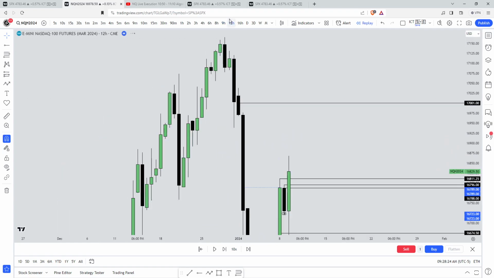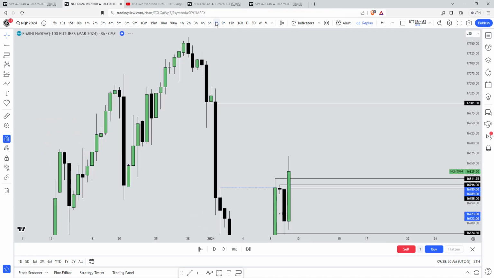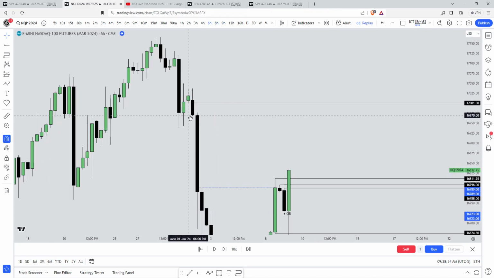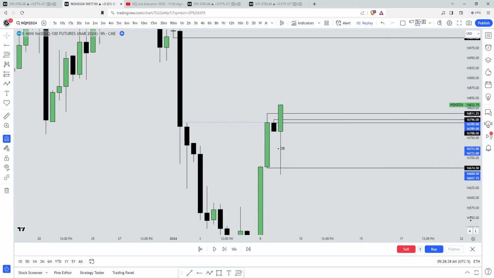Why the 9 hour? Well, just because the fair value gap looks clean on that time frame. So we just have a large inefficiency. If we look on the hour or the 8 hour, you could use that as well. 6 hour, I mean, it would be this high. I'm just kind of capturing the entire imbalance here.